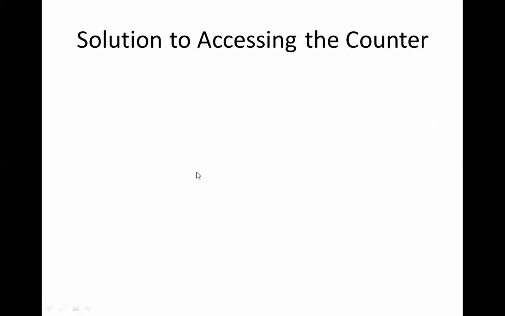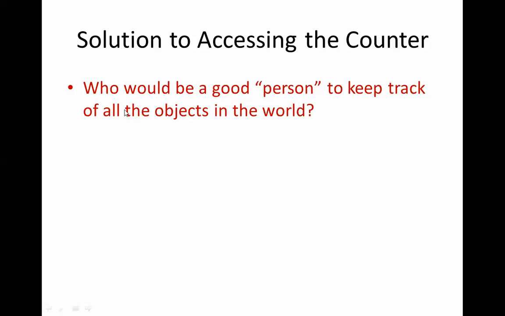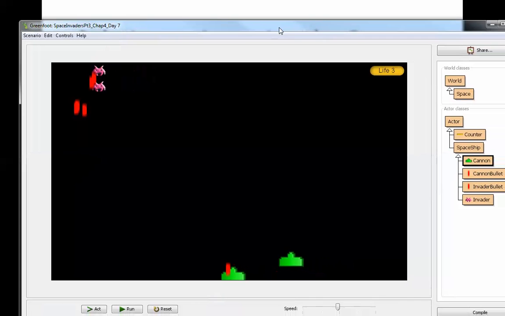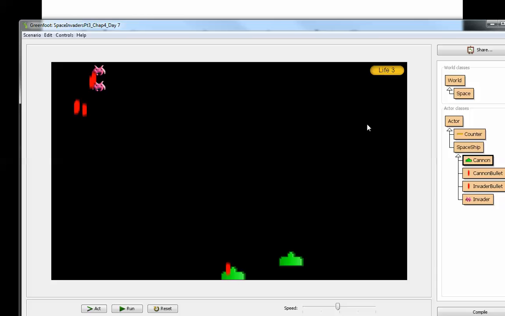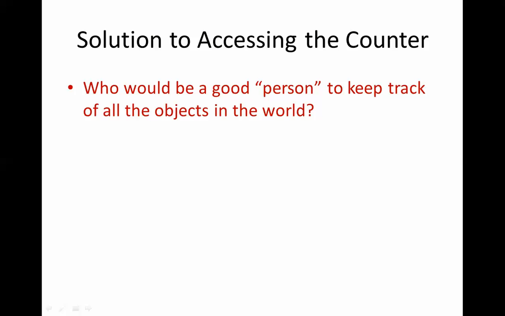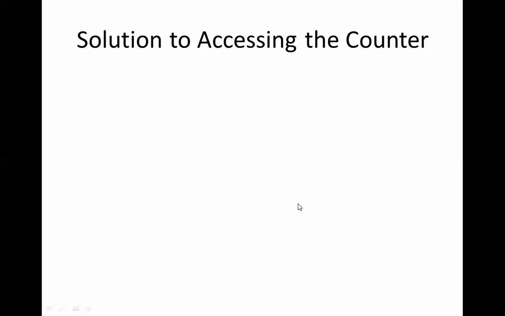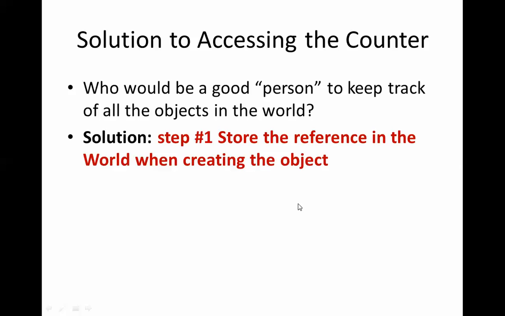And the answer is the solution to accessing the counter, figuring out which counter it is. So here, answer this question. Who would be a good person to keep track of all the objects in the world? So look, we need to keep track of this guy right here and say, hey, when this guy gets hit, this guy needs to go down. So who would be a good person to keep track of that? And the answer is, as you can figure out, space, right? Because space is the guy who puts him in the world, right?